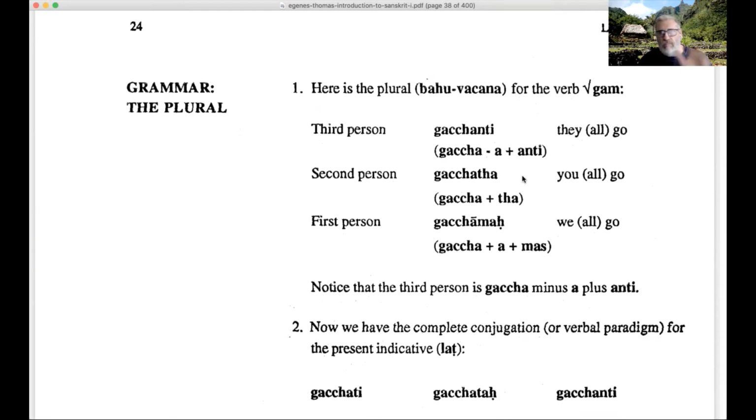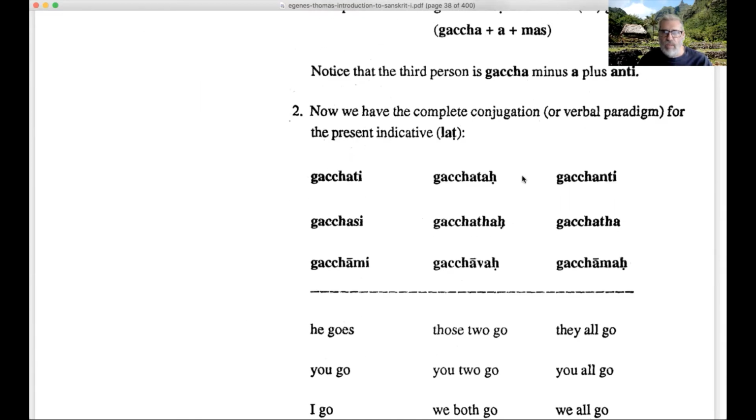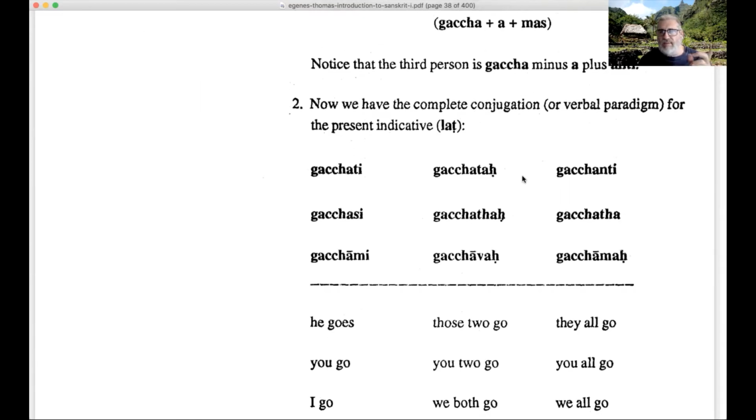So anyway, whichever way you want to think about it, it's just gacha plus anti, or it's gacha minus the a plus anti. That's what he's saying. Okay, so now we have the complete conjugation or verbal paradigm. Paradigm means an example that we can follow, that we can use for all verbs, for all of these verbs.